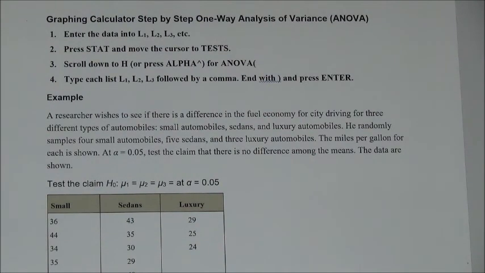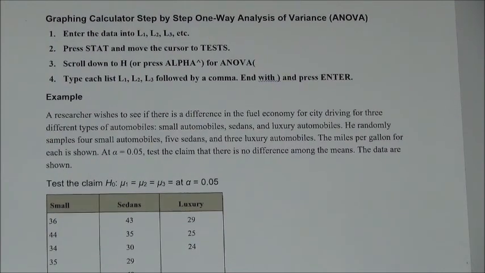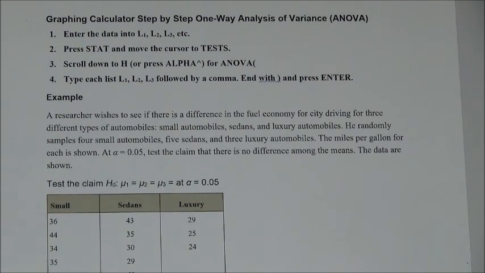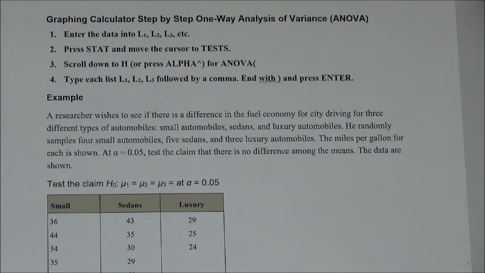It says a researcher wishes to see if there is a difference in the fuel economy for city driving for 3 different types of automobiles: small automobiles, sedans, and luxury automobiles. He randomly samples 4 small automobiles, 5 sedans, and 3 luxury automobiles. The miles per gallon for each is shown. At a 0.05 level of significance, test the claim that there is no difference among the means. The data are shown below. And so what we're going to do is enter our data into list 1, list 2, and list 3.